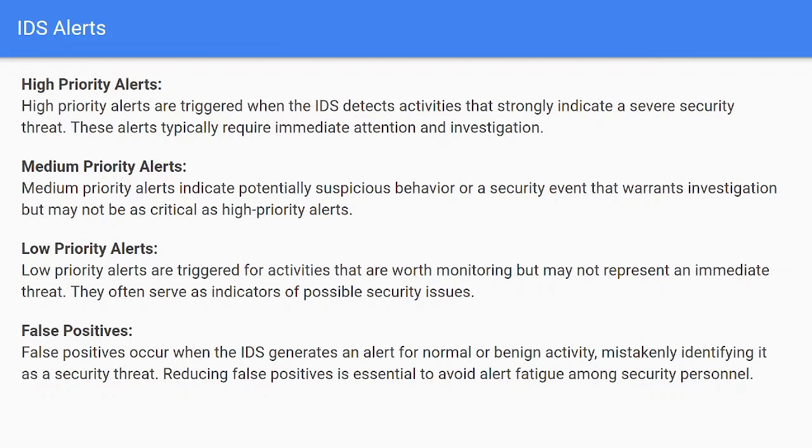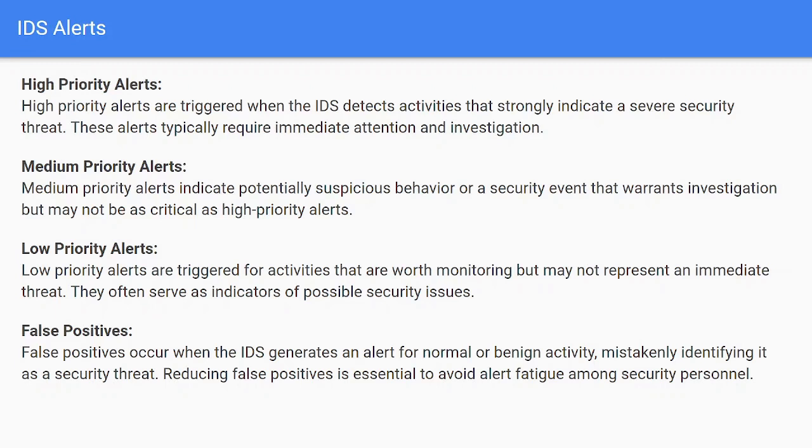A medium priority alert indicates suspicious behaviour or a security event that requires investigation, but it's not as critical as a high priority alert. It means that you should also investigate this matter as quickly as possible, because if you leave a medium priority alert for a while, it can end up becoming a high priority alert where everybody will be running up and down trying to figure out what went wrong.